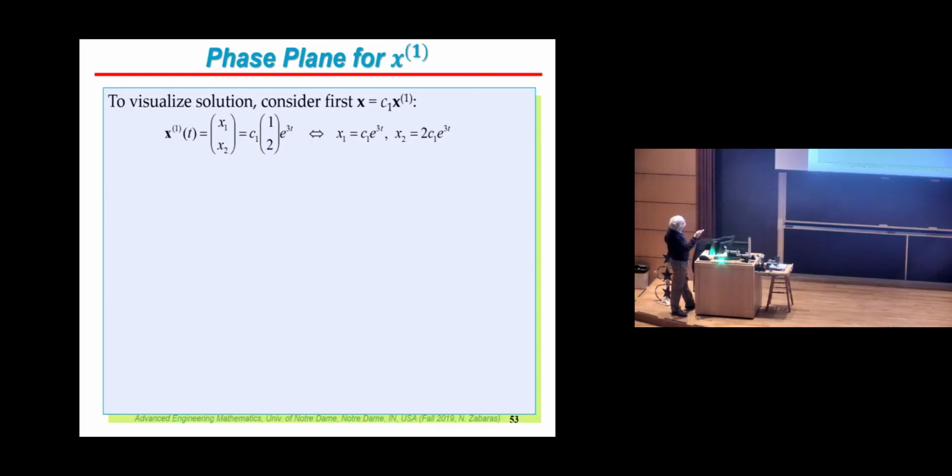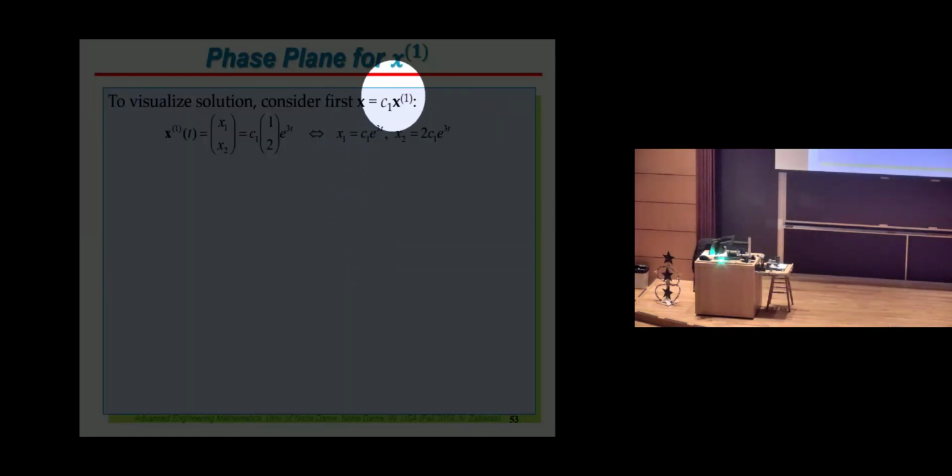So I'm going to try to actually plot this solution. All right, so we're going to try qualitatively to plot the solution to see if we can get some explanations on the plots we had on the phase plane earlier. So I'm going to try to visualize the first part of the solution, that is C1 times X1. So I'm going to assume that C2 is equal to 0. So I'm only going to take this solution.